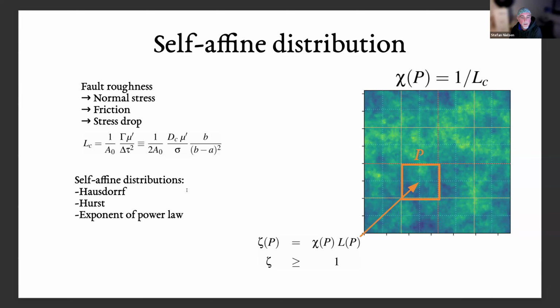And the self-affine distributions are a bit complicated. There are different ways of defining them. You can use either the Hausdorff or the Hurst exponent, or the exponent of a power law. But by taking essentially the roughness observed on a normal fault and translating that into stress distribution, I was able to create this inhomogeneous stress distribution just by taking the Fourier transform and filtering the wave numbers by a power.